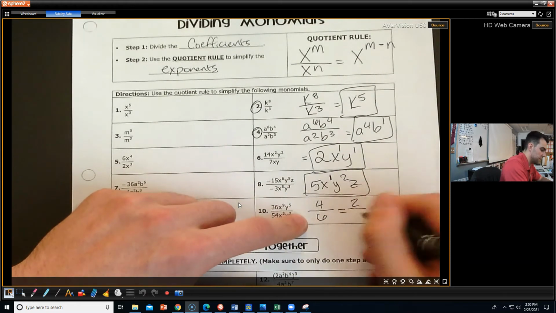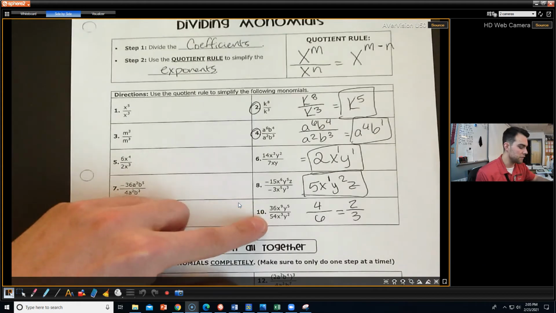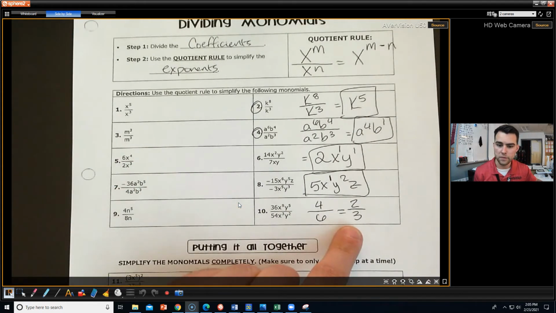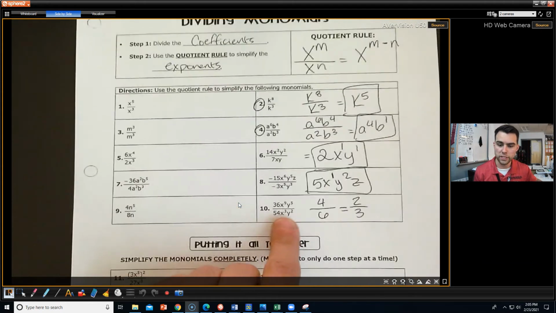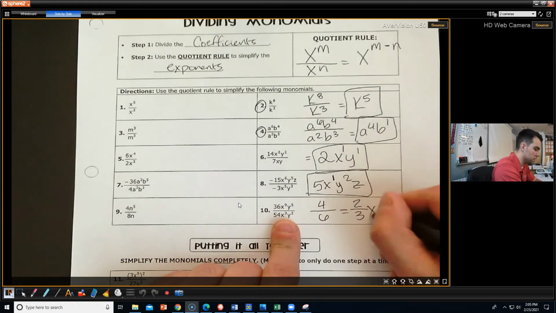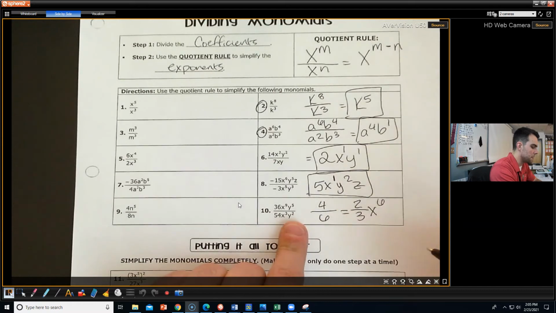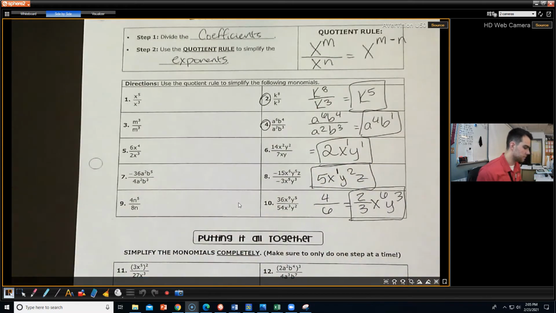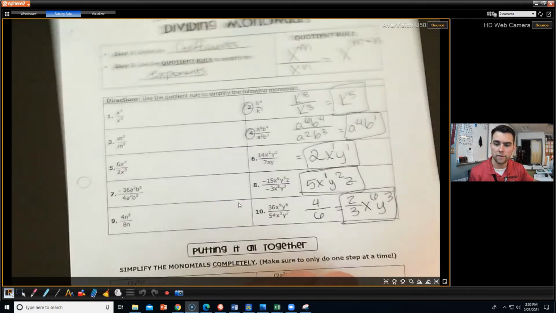2 into 3 is 3 times. So 36 over 54 has reduced to 2/3. And then the exponents will do the same thing as we were doing earlier with the quotient rule. This will be x to the 9 minus 3, which is 6, y to the 5 minus 2, which is 3, and that guy is done. Okay, go ahead and flip your page if you printed this guy out or if you're taking notes.